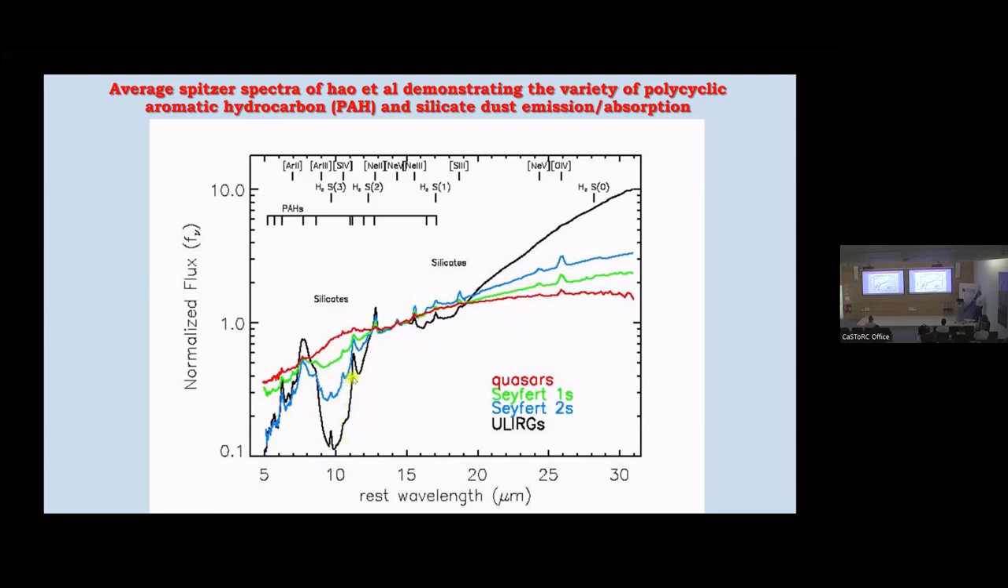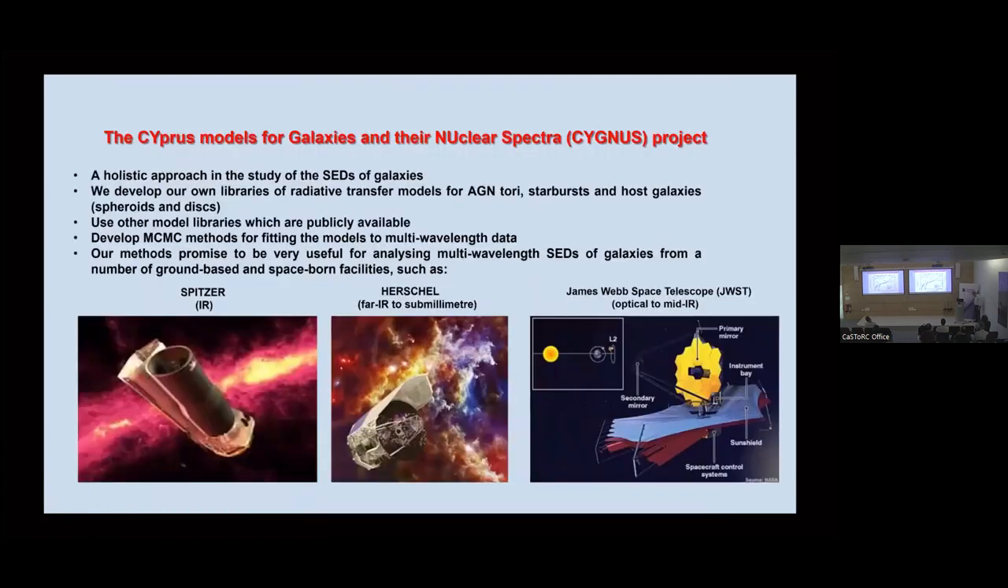With black, we see objects called ULIRGs, as I mentioned earlier. You see how different the spectra are. They have this absorption feature at 10 microns compared to an emission feature in quasars. They have these features which are due to polycyclic aromatic hydrocarbons. And you see a lot of intermediate situations, Seyfert-1s, Seyfert-2s, which are different kinds of AGN. These kinds of spectra are of crucial importance for understanding these infrared galaxies, and we are trying to incorporate this kind of data in our analysis.